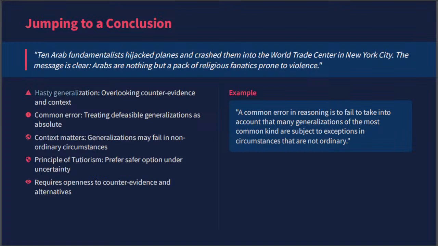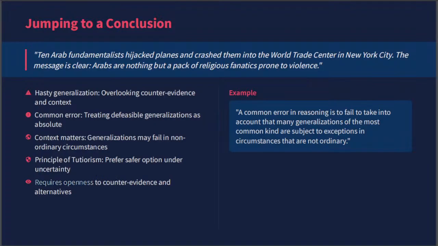So that's the hasty generalization, overlooking counter evidence and context, and it's a very common error: treating defeasible generalizations, as we just went over, as absolute. All birds fly. That kind of thing is defeasible. Context matters. Generalizations may fail in non-ordinary circumstances. There's also the principle of tutiorism: prefer the safer option under uncertainty.